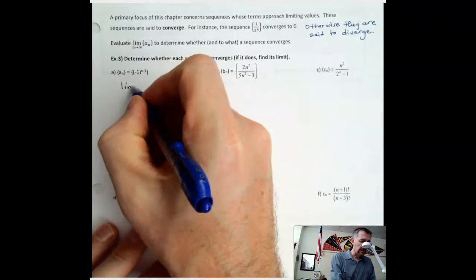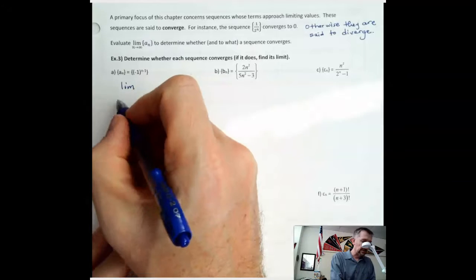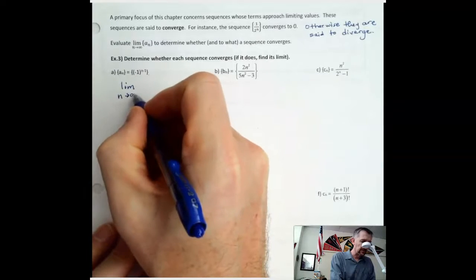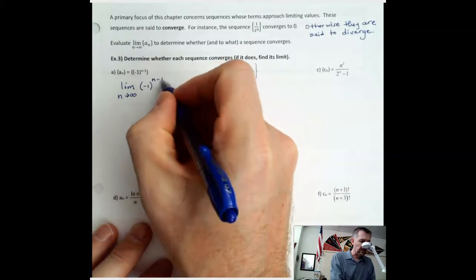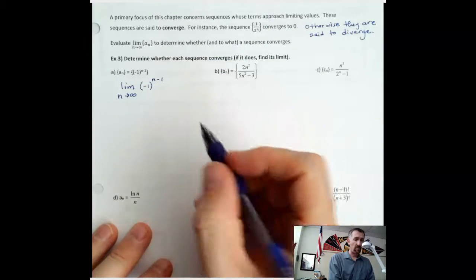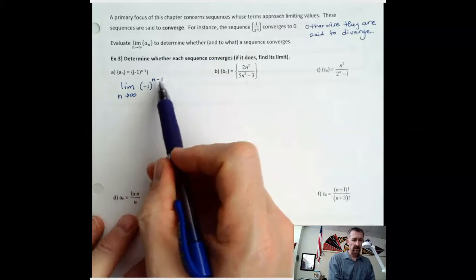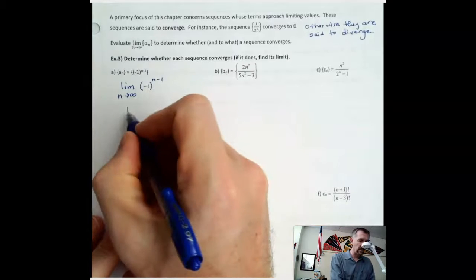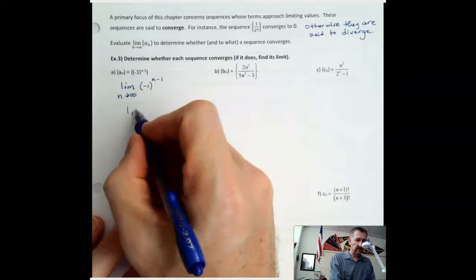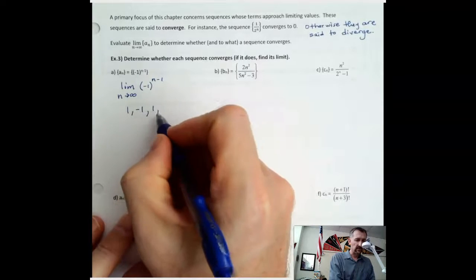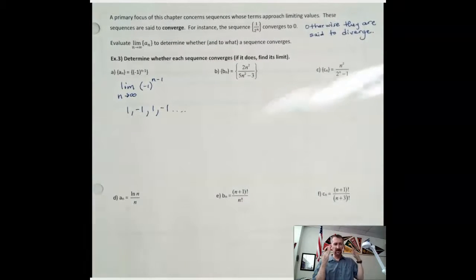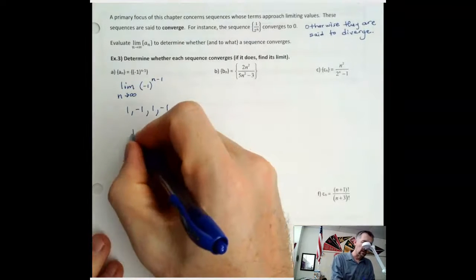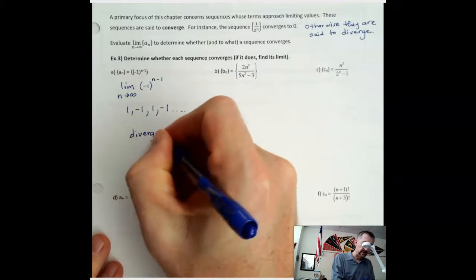So, all we're doing is what it told us to do. We're taking the limit as n approaches infinity of negative 1 to the n minus 1 power. Now, if you plug a 1 in there, you get 1, and then if you plug 2 in there, you get negative 1. You can see that keeps bouncing back and forth, so it's not approaching one thing. And since it's not approaching one thing, we're going to say that that diverges. And we're done.